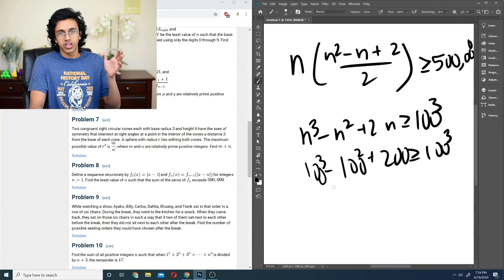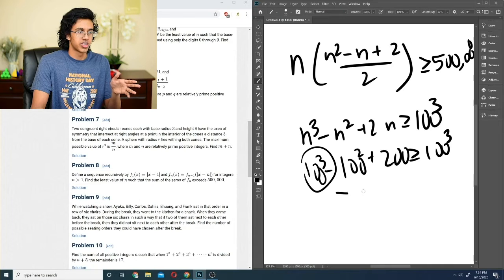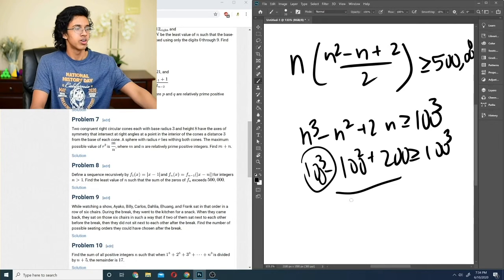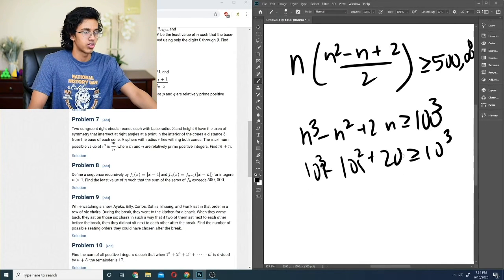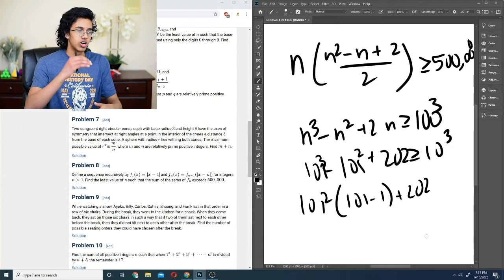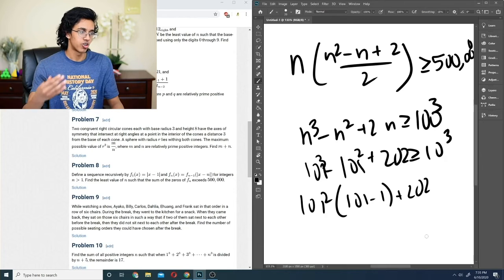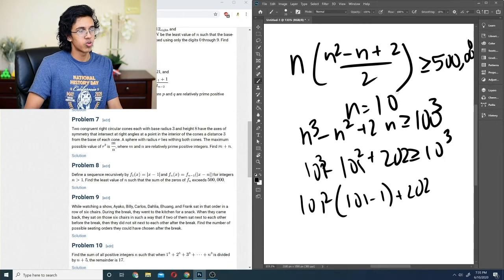And clearly this is not true because this is 100 cubed and like 100 squared is greater than 200, so this side is less than 100 cubed. But if we plug in 101 cubed, and then this will be 202, we basically get that we can factor this out, 100 squared times (101 minus 1) plus 202, and basically this clearly is bigger than 10 cubed, and then you're adding a positive number, so this works. So n equals 100 didn't work, n equals 101 did work, so our answer is simply 101. Very epic. N is equal to 101.